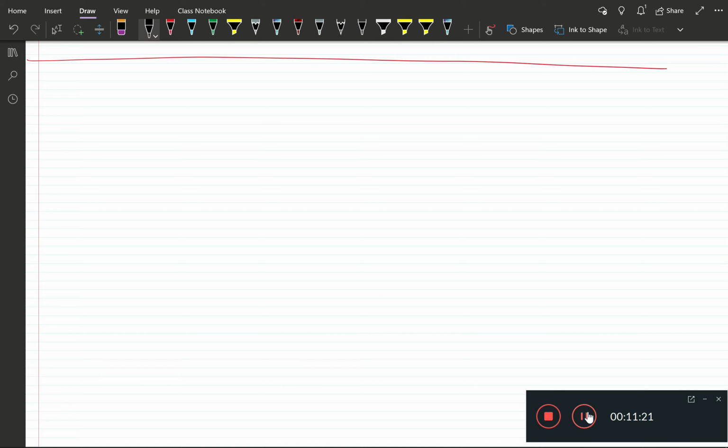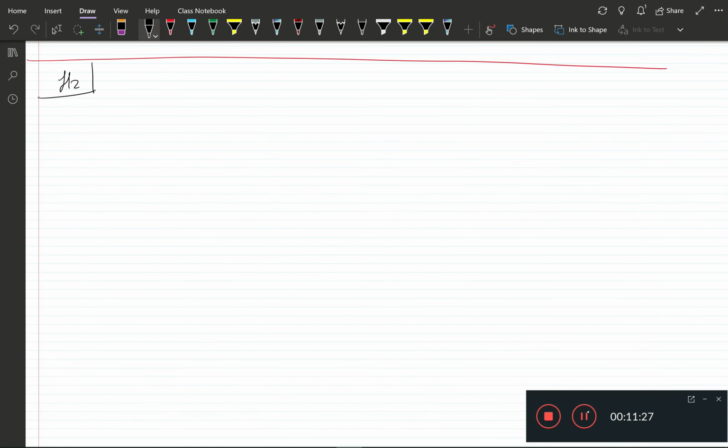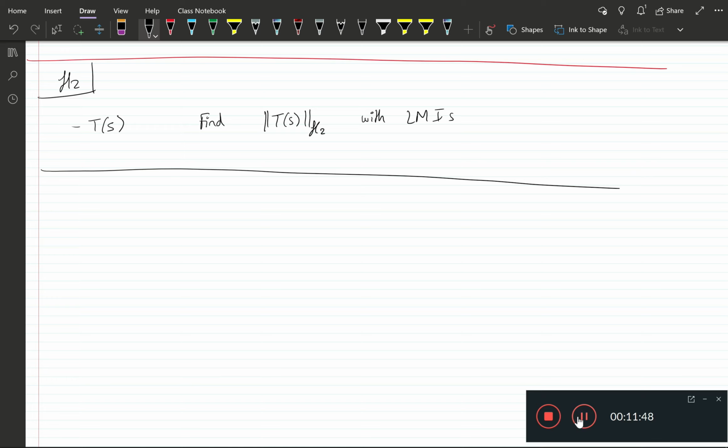Now we look at the H2 problem. So again, we are given a transfer function T(s), and we need to find the H2 norm with linear matrix inequalities. So the LMI for computing the H2 norm looks something like this.